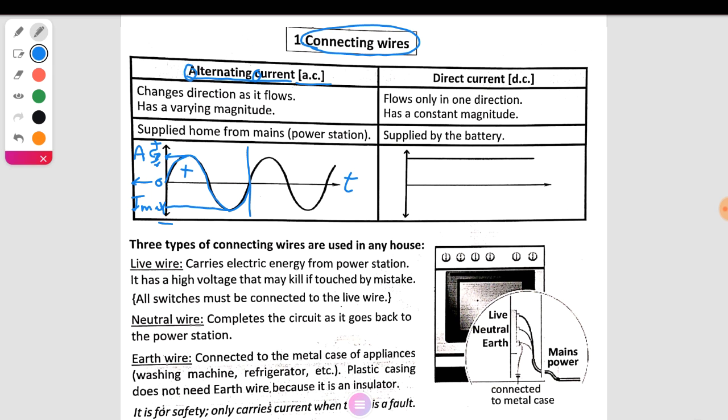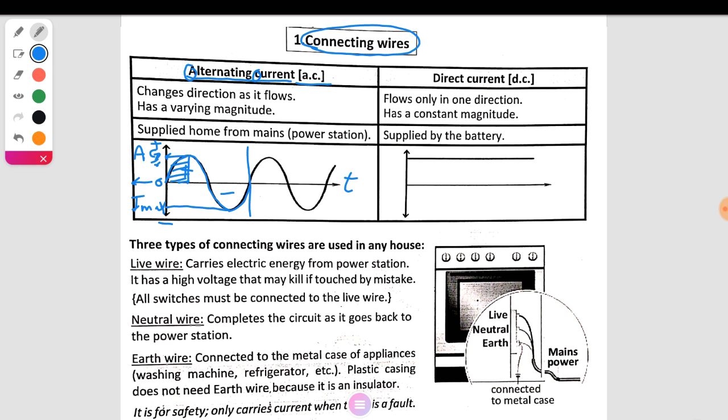The current changes its intensity each quarter cycle. This is called a quarter cycle. Through this quarter cycle, it changes from 0 to maximum, then its intensity decreases. Then it changes its direction to the negative direction each half cycle. The alternating current changes its value each quarter cycle, and it changes its direction each half cycle.